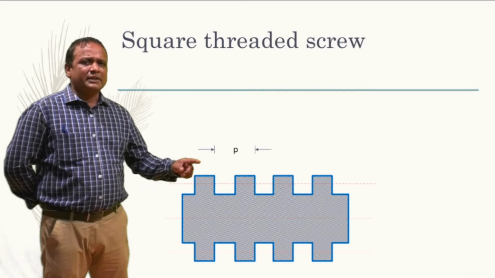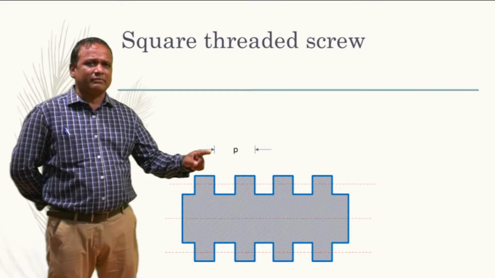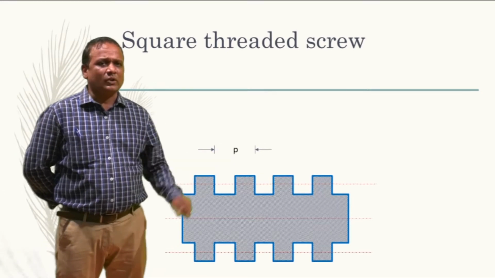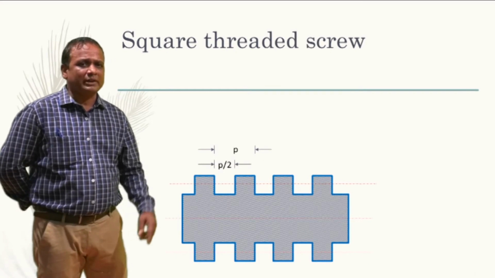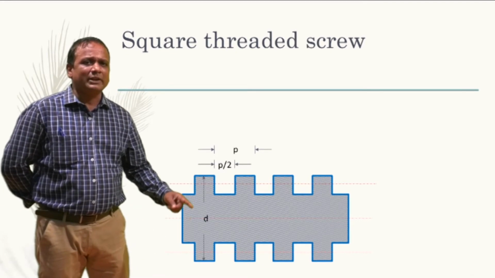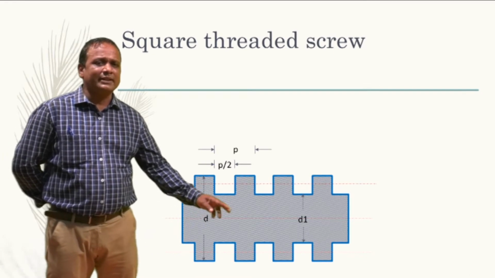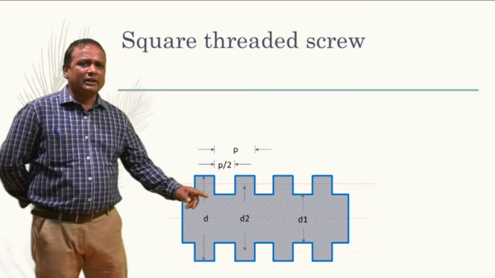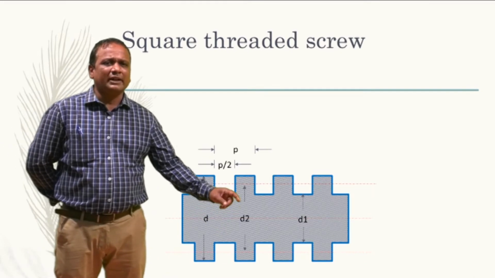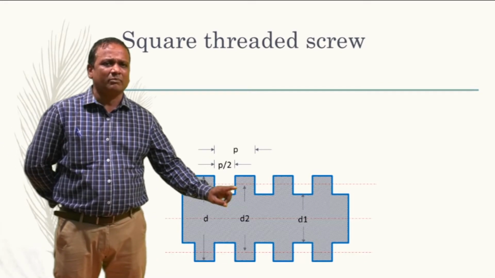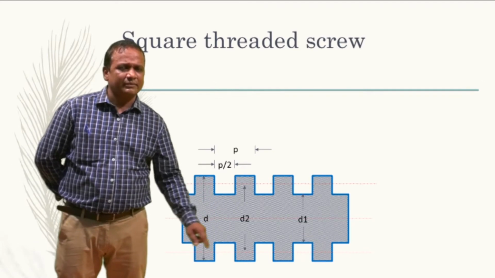And the distance between two consecutive threads, from here to here, I call the pitch, and half of that would be p by 2. And this d would be the root diameter of the whole screw, and this is the inside diameter, and this d2 would be the diameter from the axis of this particular thread to this thread.